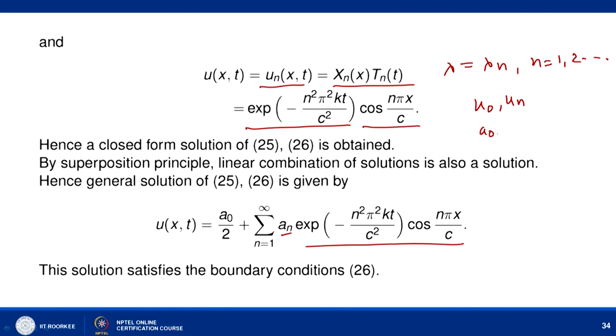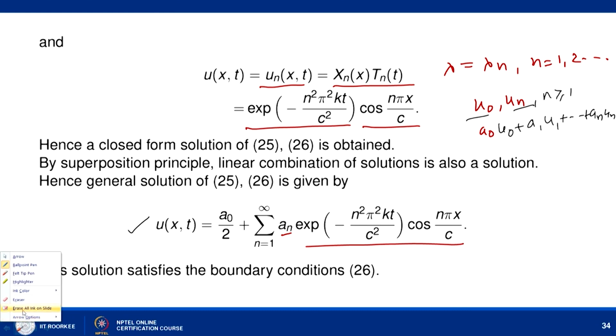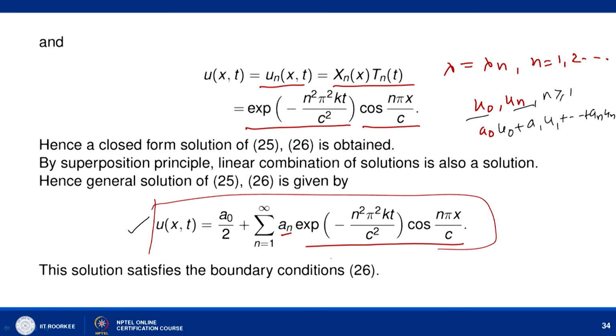So we say that a naught u naught plus a1 u1 plus so on up to a n u n will also be a solution. If these are solutions, then a linear combination of these will also be a solution. So, utilizing this, we have the solution u of x, t equal to a naught by 2 plus summation n from 1 to infinity of a n exponential of minus n square pi square k t upon c square into cos n pi x by c.